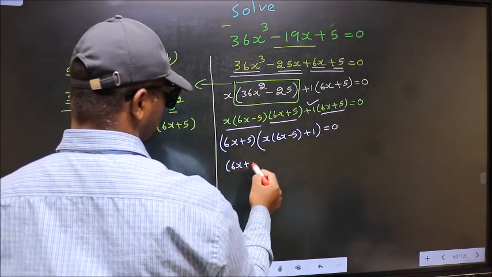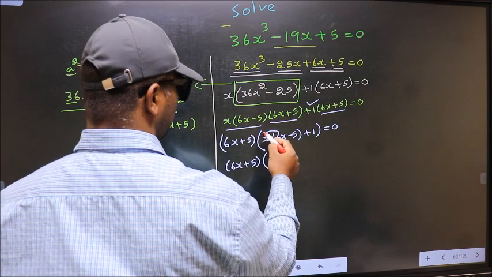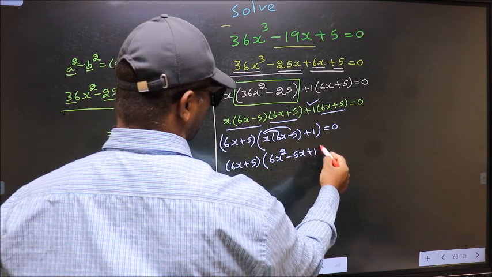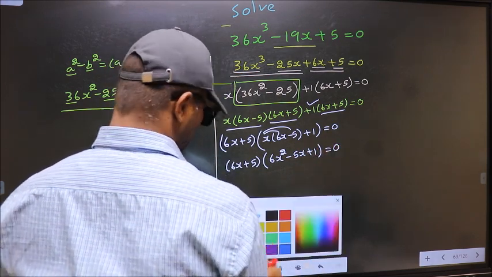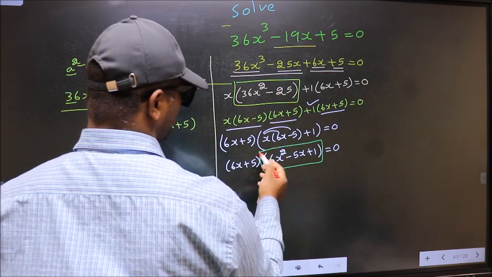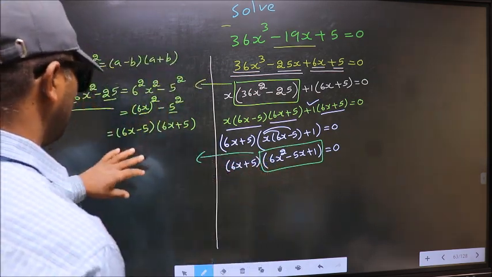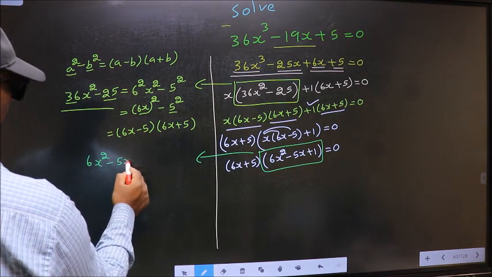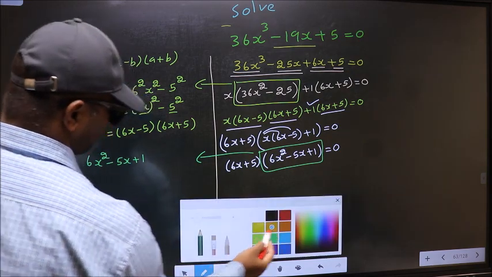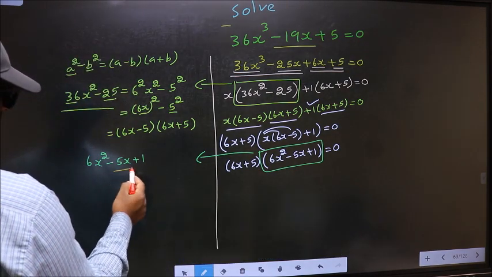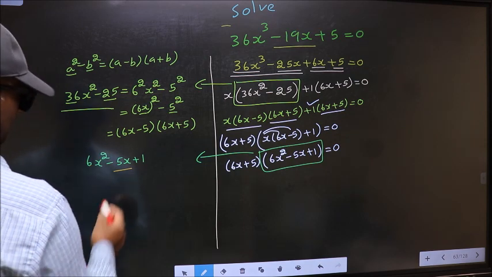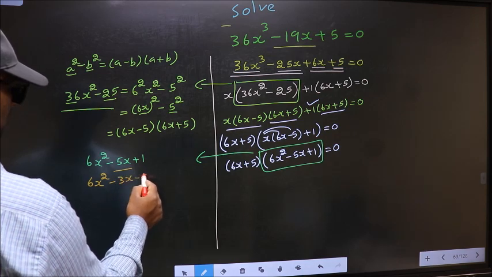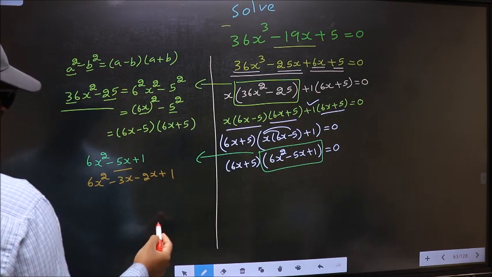So now 6x plus 5, you open up the brackets, you get 6x square minus 5x plus 1 equal to 0. Now we got quadratic. I will factorize the quadratic here, that is 6x square minus 5x plus 1. To factorize this, we should split the middle term minus 5x. In place of minus 5x, now I write minus 3x minus 2x plus 1.